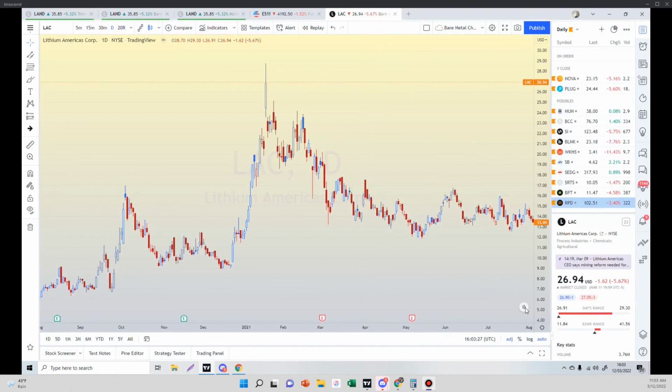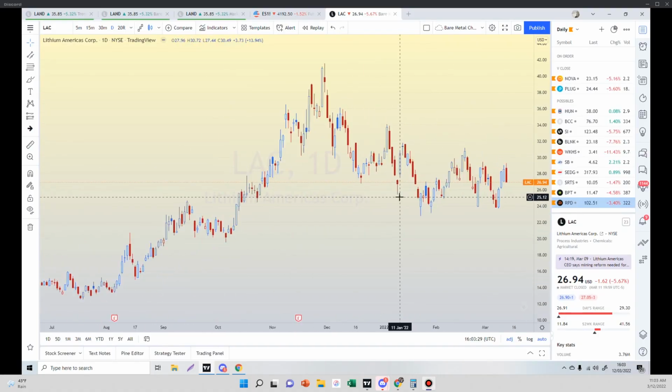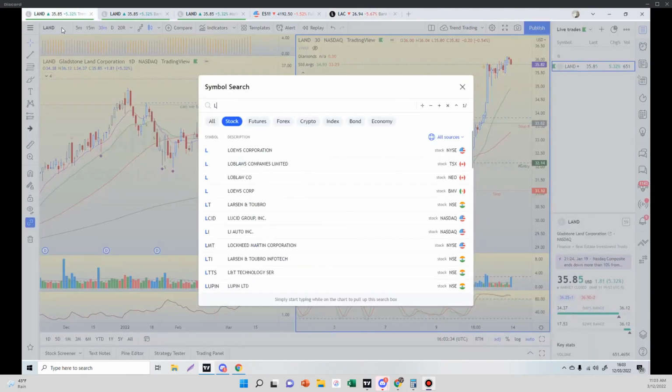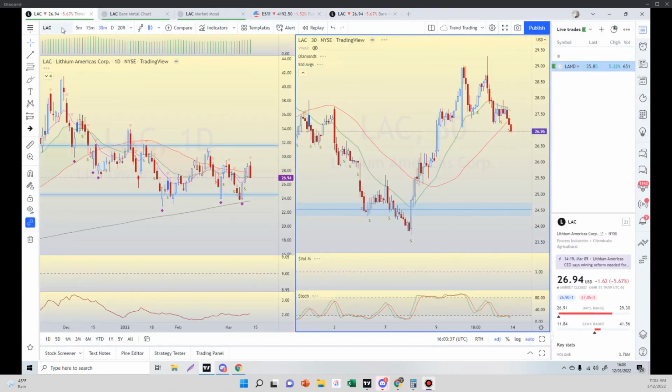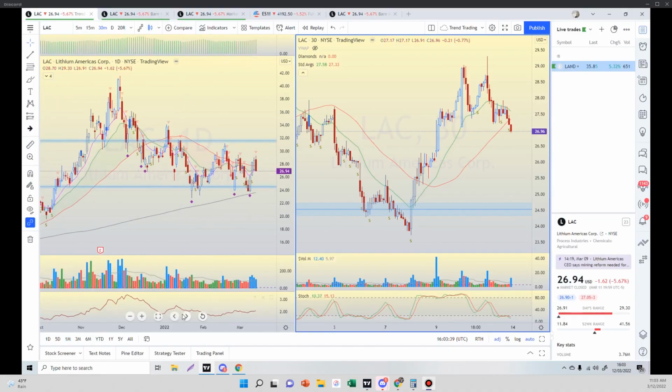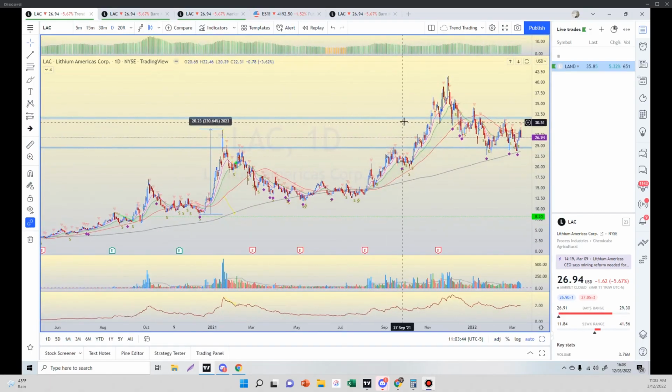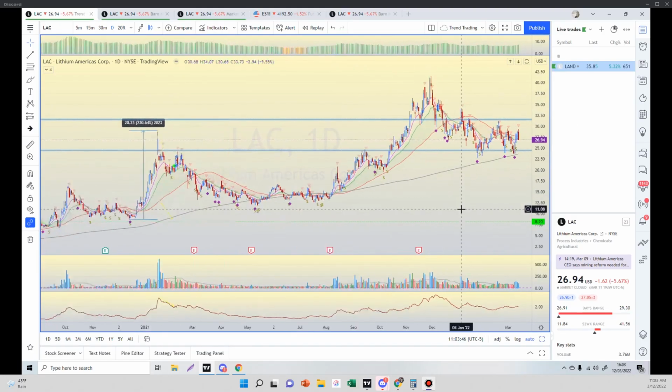So if I zoom on this, it looks a little bit messy and choppy, and if I go to here, let me see. Let me make that big for you guys. So there's a couple of actual proper support and resistance channels there.